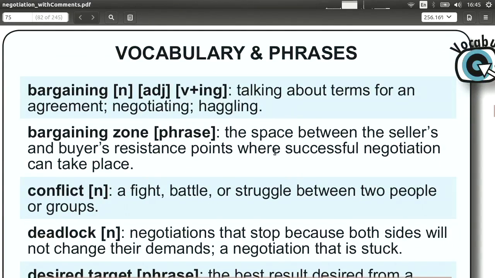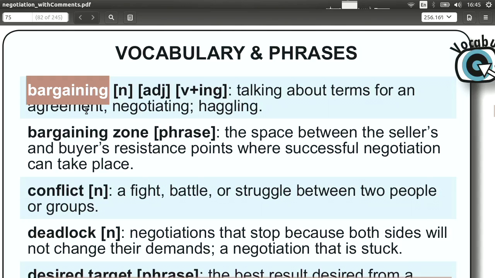We begin with the word bargaining. Of course, this can take many forms: a noun, a verb, an adjective. Bargaining is between these two groups, this talking and working out of terms. It's also a negotiation, it's also haggling, a couple words we've seen before. Again, it takes at least two sides that have something they don't agree on, but some things they do agree on for them to go ahead and bargain.